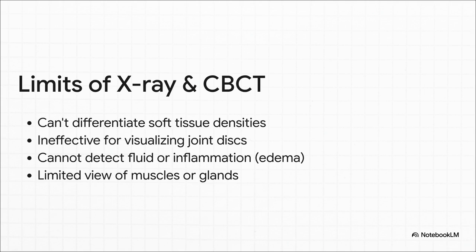See, both x-rays and CBCT scans work by passing radiation through you. They're fantastic at showing dense things that block that radiation, like bone. But things like muscles, glands, the cartilage in your jaw joint, or, and this is a big one, the fluid and inflammation that scream there's a problem here? To an x-ray, all of that just looks like a vague gray blur. The actual source of your pain is effectively invisible.